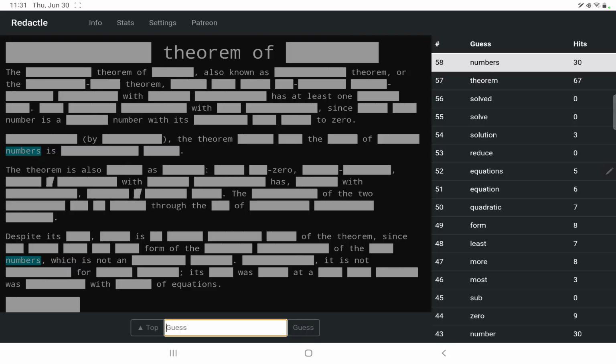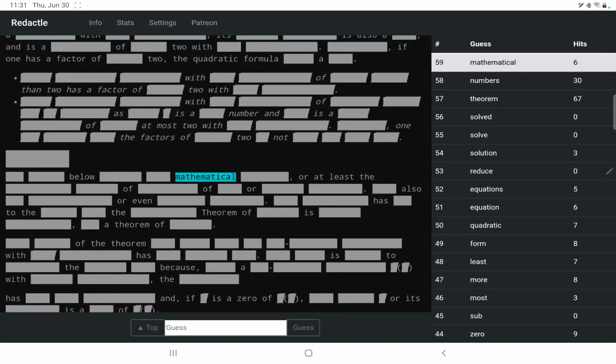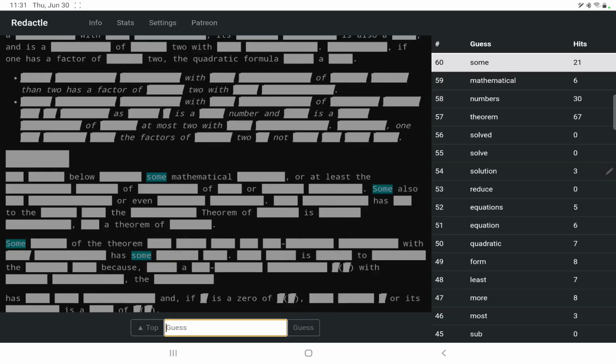Something, so how many letters in mathematical? Well, 12, so that's not the word. But we do have it 6 times. Some mathematical, or at least the something something.